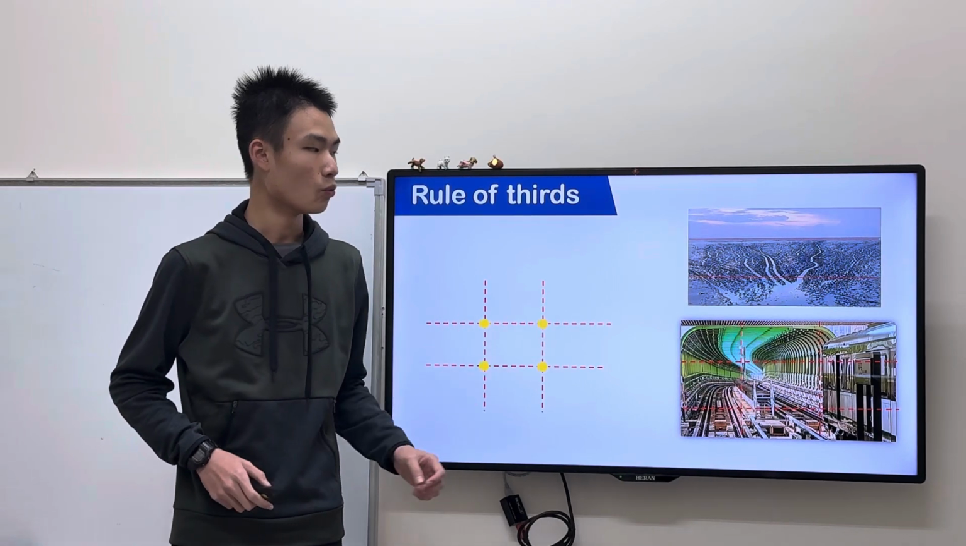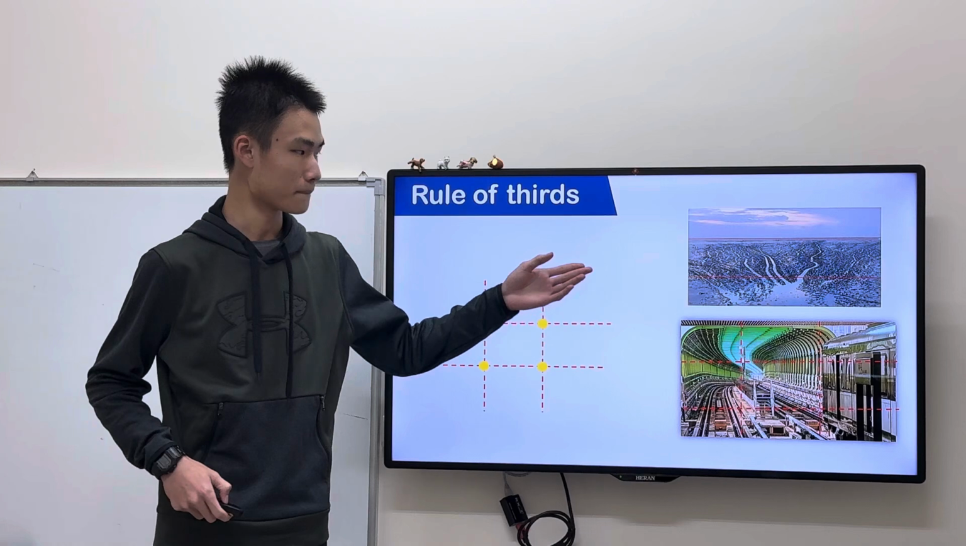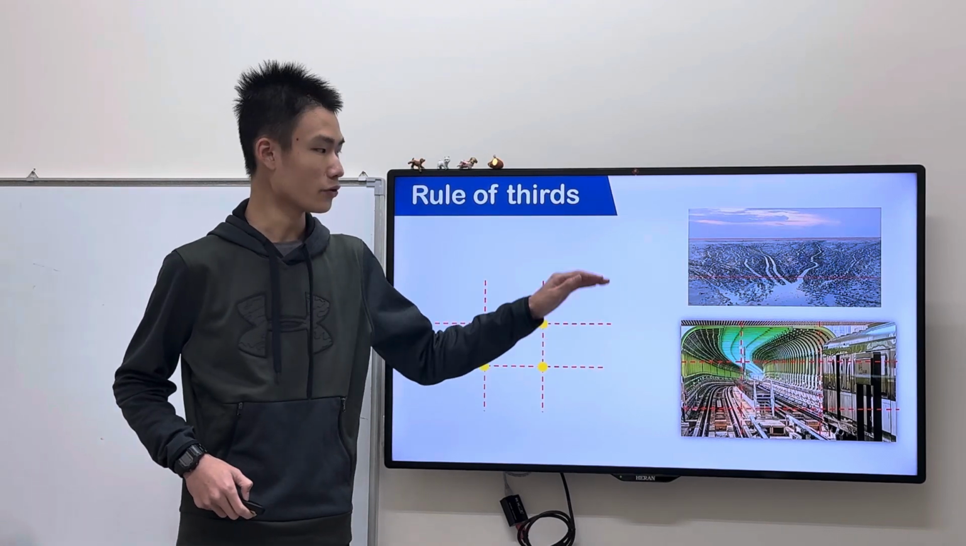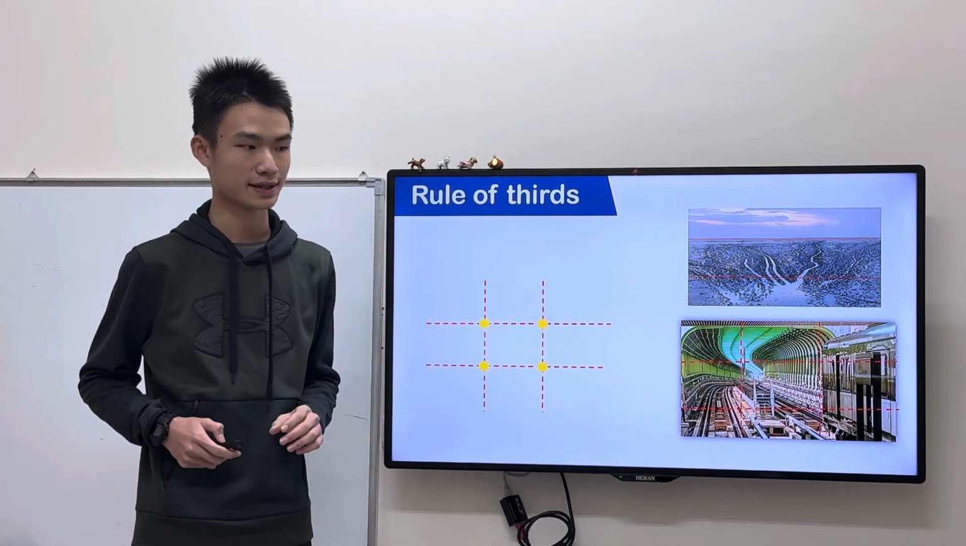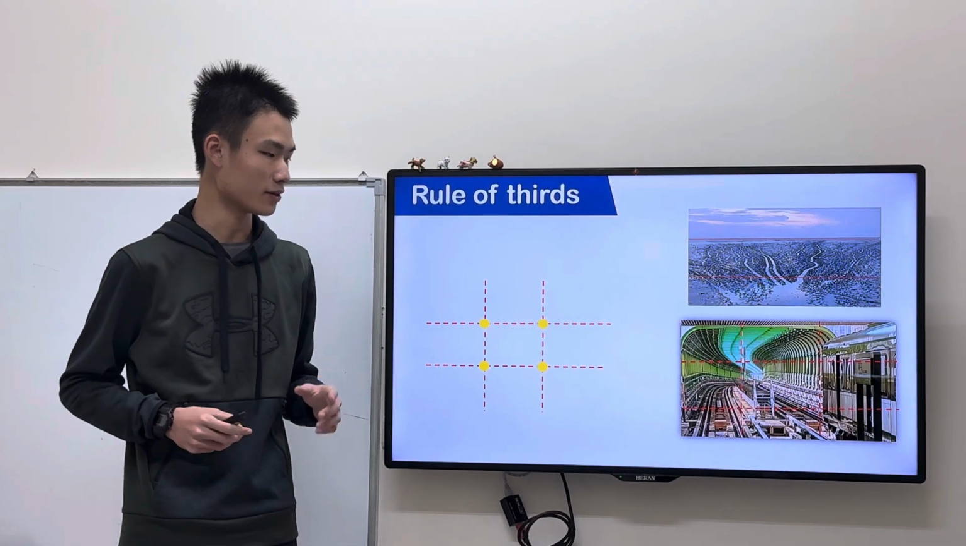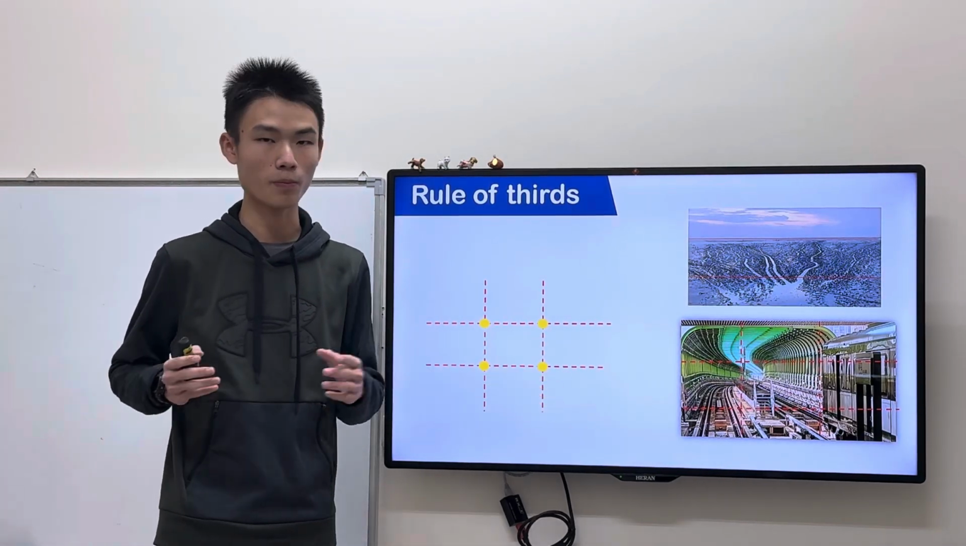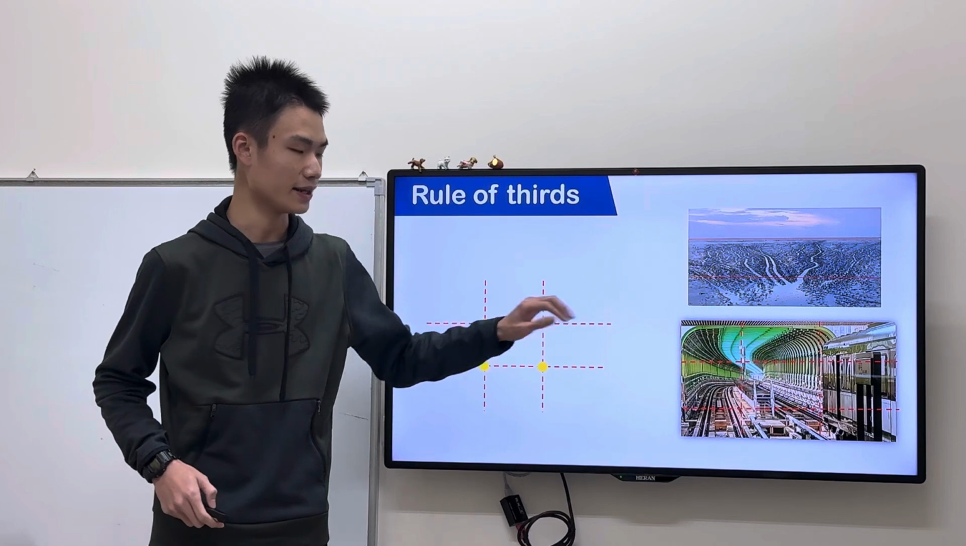For example, when you want to take photos of a landscape, you can place the horizon on these lines. And when you want to take photos of a specific object or person, you can place it on these spots.